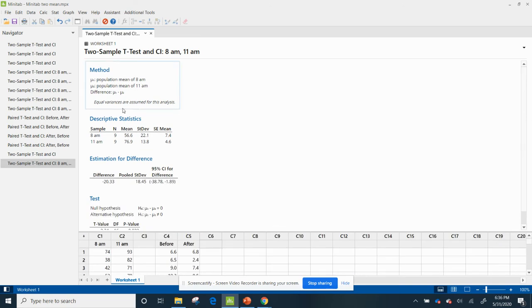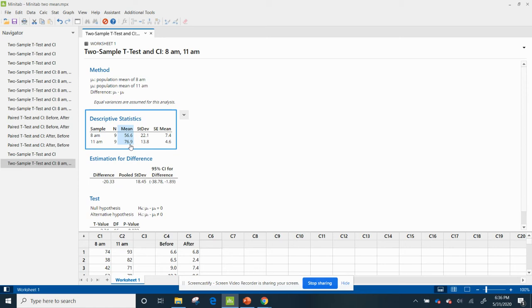Again, it tells me what the mean 1 is. So I'm saying it's the 8 a.m. class, and mean 2 is the 11 a.m. class. And it says difference between the two. Okay, it's basically what we just talked about, but it's telling you, hey, this is how I ran this. Always check yourself. Don't get them flipped. It gave me the descriptive statistics. All right, for the 8 a.m. class, I had 9 students. The average final exam grade was 56.6 with a standard deviation of 22.1. For the 11 a.m. class, I had 9 students take it.